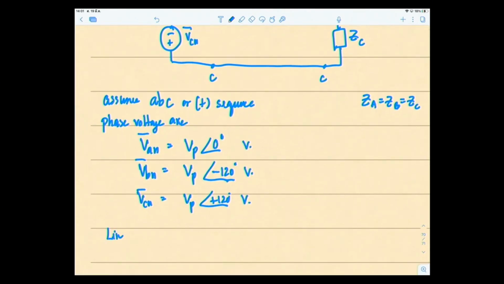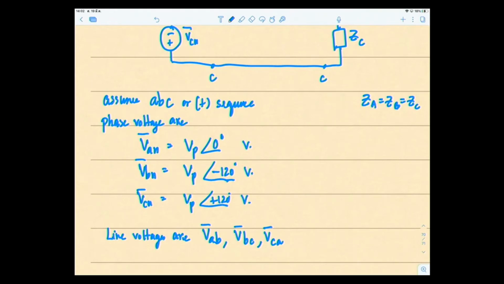Now I'm going to find the line voltages. So what are the line voltages for this YY connection? My line voltages are the voltage between line A and line B, the voltage between line B and line C, and the voltage between line C and line A.